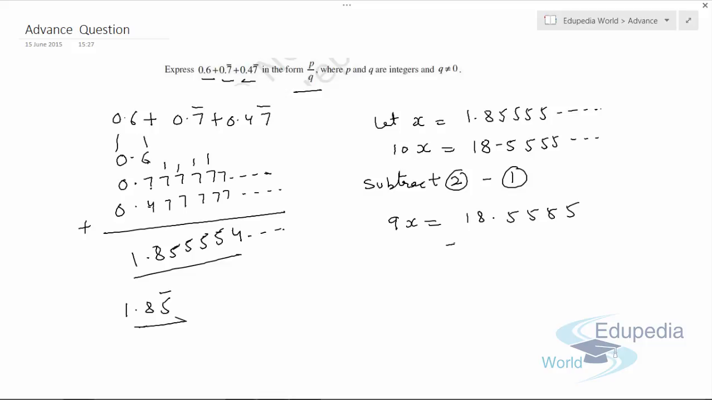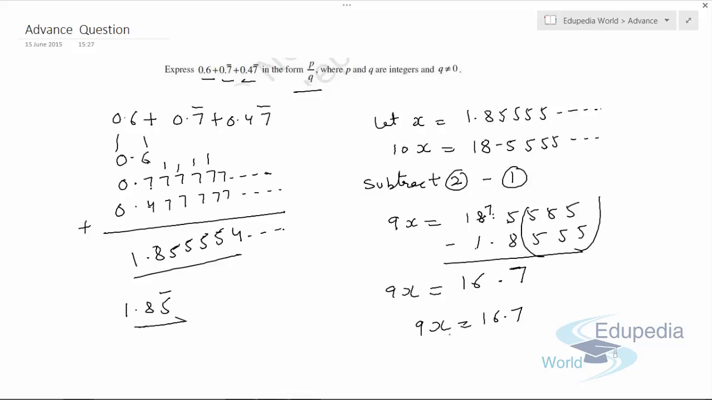We get 9x equals 18.5555 minus 1.8555. So the answer is, this will cancel out, this is 5, 1 will carry, so 15 minus 8 is 7, and we get 7 over here. So 7 minus 1 is 6 and 1, which equals 9x. So we got 9x as 16.7. So x is 16.7 upon 9. So the answer is 167 upon 90, which is the p by q form.